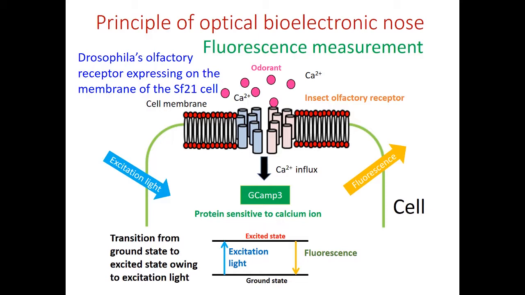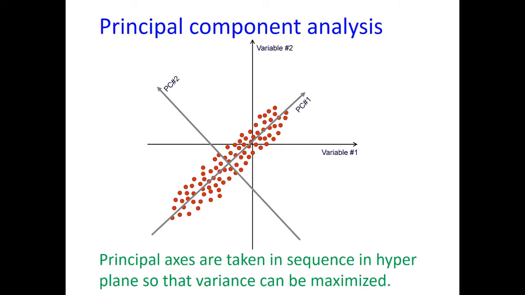So that was a brief explanation of the sensors. Next are analysis techniques. The most famous one is principal component analysis. This is variable one and this is variable two. Typically, this is one sensor output and this is another sensor output. In an actual case, there are more than 10, so the hyperspace of the sensors should be analyzed. But for simplicity, here we use just two sensors.